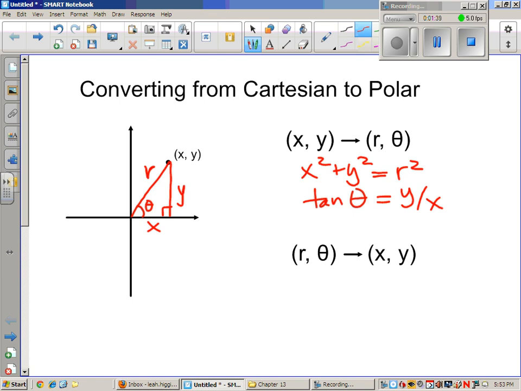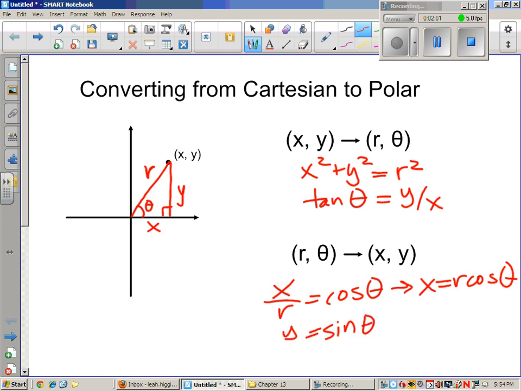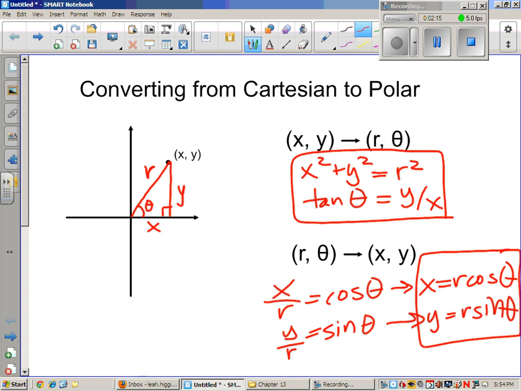If we want to go the other way, if I know r and theta, say r was 7 and theta was 50 degrees, you could easily find x and y. If I want to know what x is, x over r is going to be cosine of theta. So that means x is r cosine theta. And same thing for sine. For sine of theta, you get the ratio of y over r, right? Opposite over hypotenuse. So y is r sine theta. So these are our conversions. If I know r and theta, I can easily find x and y. If I know x and y, I can easily find r and theta. All right. So that's just our conversion factors.